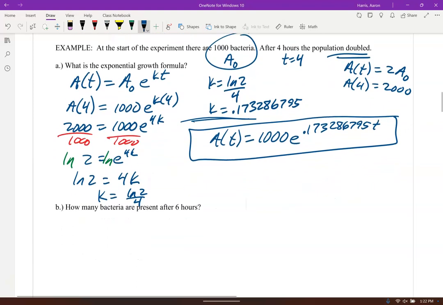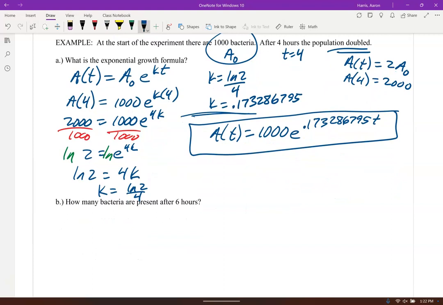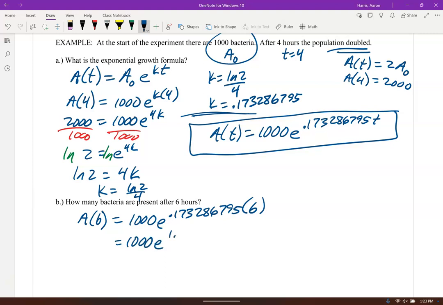And so then we can do part B. Well, how many bacteria are present after 6 hours then? We plug a 6 in for t. So I'm going to take that number times 6. So 6 times 0.173 and so on is 1.039720771. Now I'm going to go e to that.